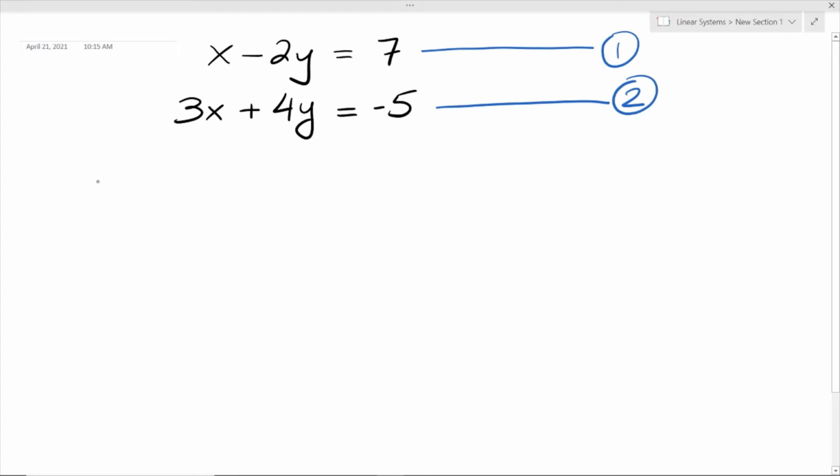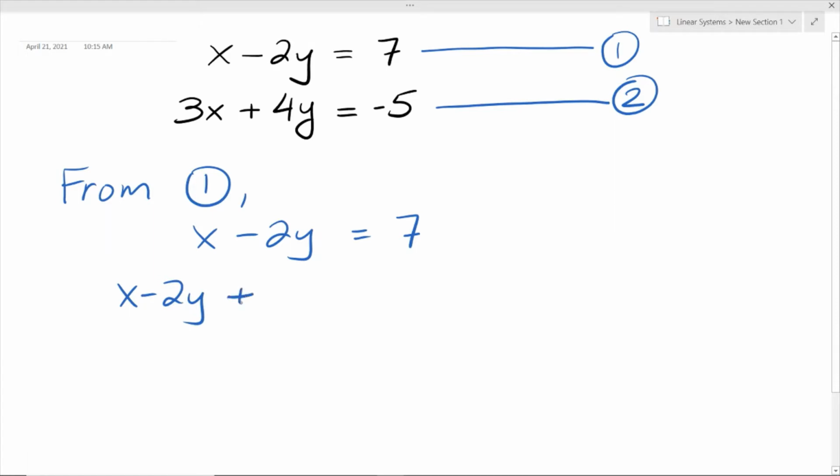So I'm going to work with equation 1, which is x minus 2y equals 7. I'm going to isolate for this x. To do that, we have to look at the sign of the term with x. We have negative 2y, and we want to get rid of it and keep x by itself on one side. The opposite of negative 2y is positive 2y, so I'm going to add 2y on this side. And whatever I do on one side, I must do on the other side, so I'm going to add 2y on this side as well.